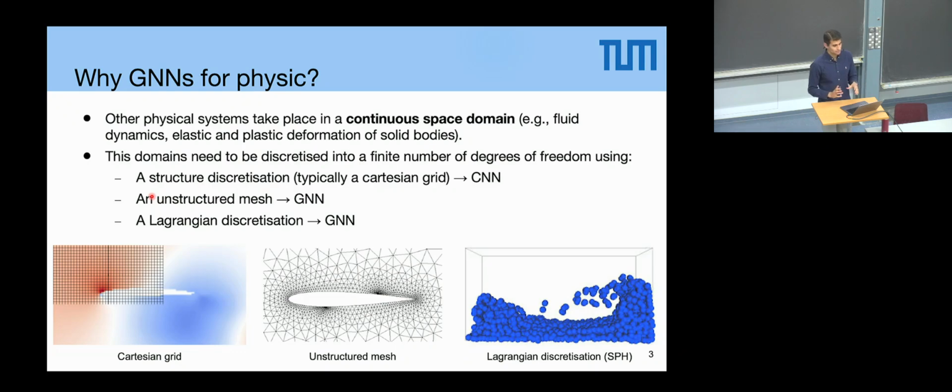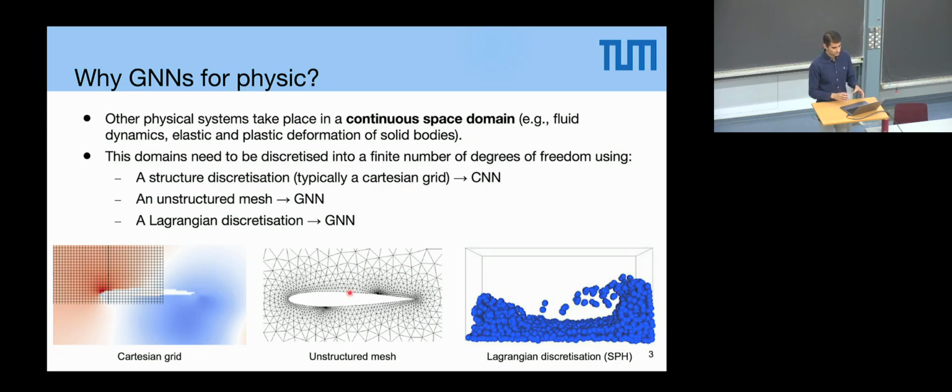There are different kinds of discretizations that we can use. So first we could use a structured discretization like a Cartesian grid. This corresponds, for instance, to this example on the left, where we have square or rectangular cells discretized in the domain. And if we have this kind of representation, then this is quite similar to having an image, and we could process it using a convolutional neural network or CNN.